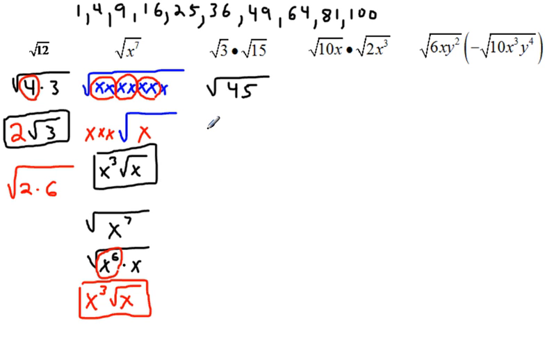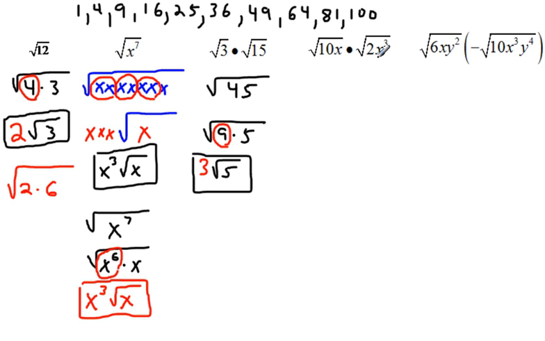It certainly is. 45 is 9 times 5. And what do we know the square root of? We know the square root of 9. The square root of 9 is 3. That comes outside the square root. 5 is left inside. Our answer, we would say, is 3 root 5.